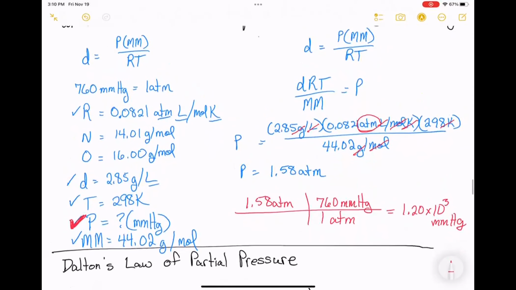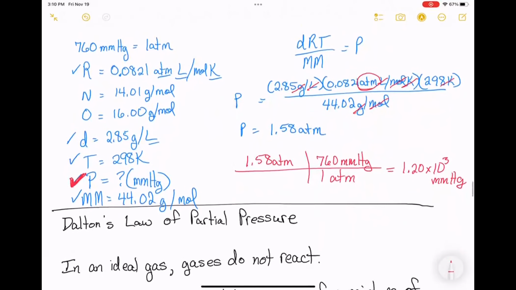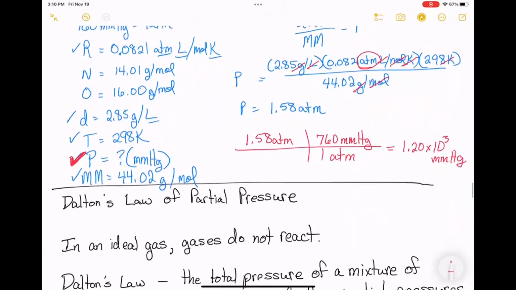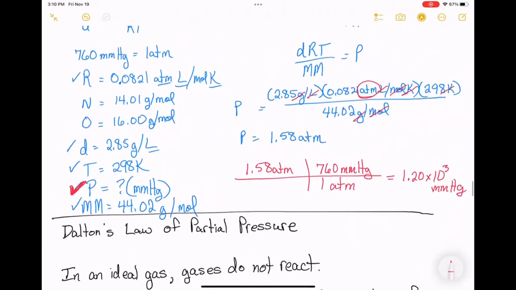Okay, so back at the beginning, I did the interactive video. And one of the things that we noted was that the pressure was directly related to the purple gas plus the red gas. That is basically going to fall into Dalton's law of partial pressure. The other thing we noted was that they were ideal gases because they did not react. The collisions were elastic.